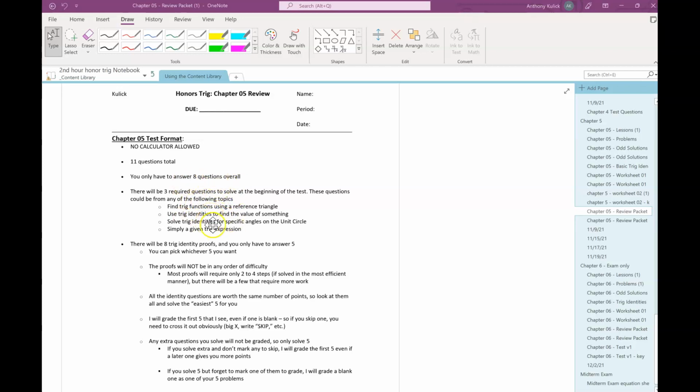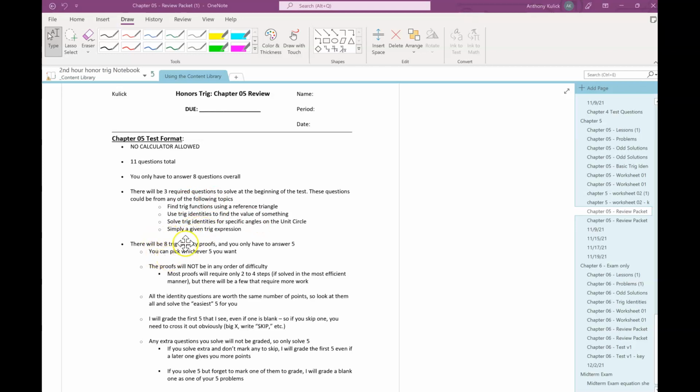So the Chapter 5 test will start with 3 required questions. The first question will be like finding trig functions using a reference triangle or identities. Either one is fine. And then you'll have one solving question. On those solving questions, there's something you can use the unit circle to do, and one simplifying question. So just like the first 3 sections of the homework sets.